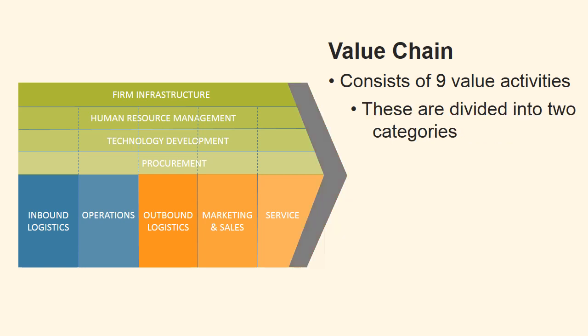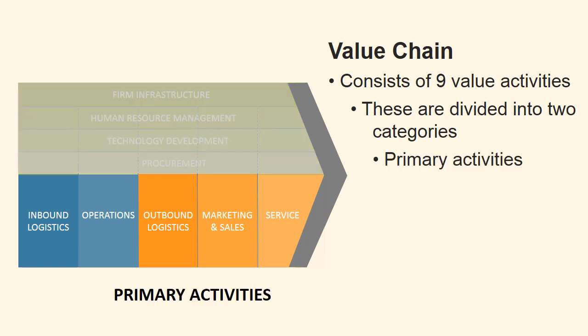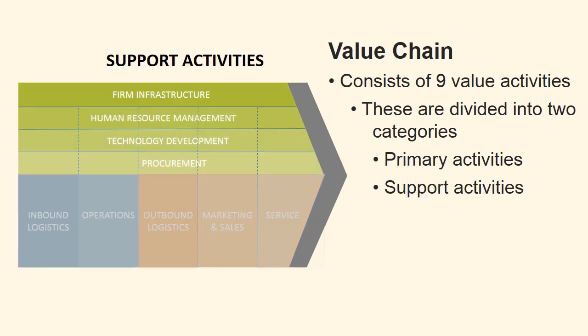The 9 activities are divided into 2 categories. The first is primary activities. These activities include the main activities. All 5 activities are directly involved in the production of the actual product. The second category is support activities. They go across the major activities and aim to coordinate their functions as best as possible to each other.